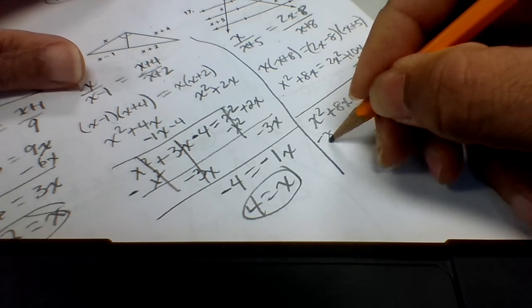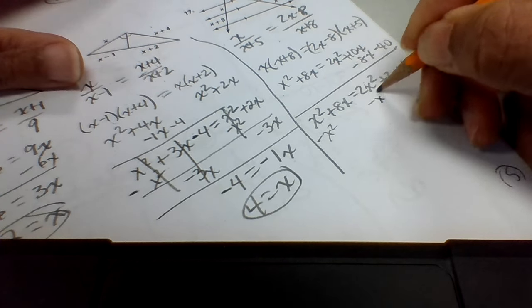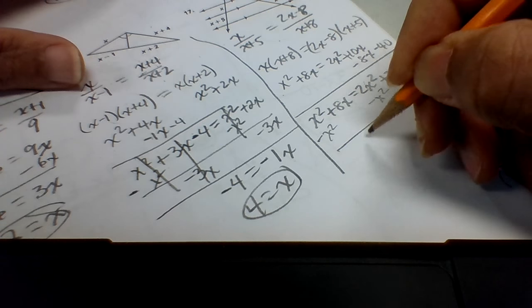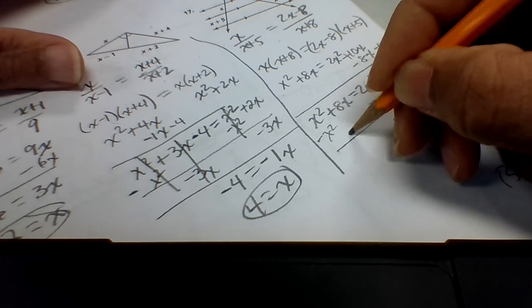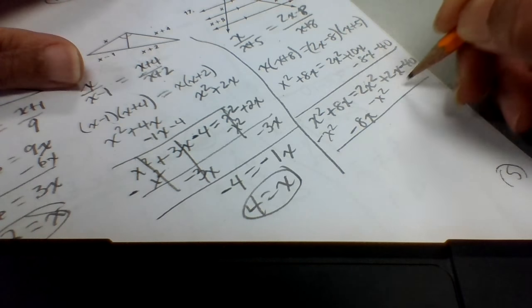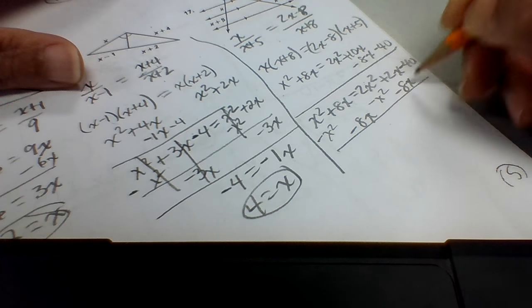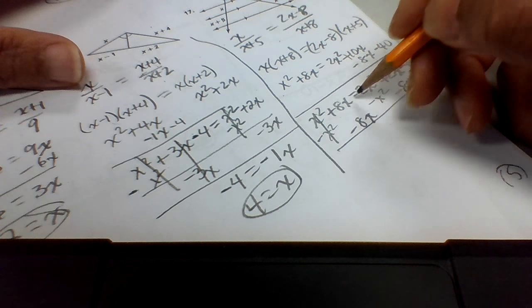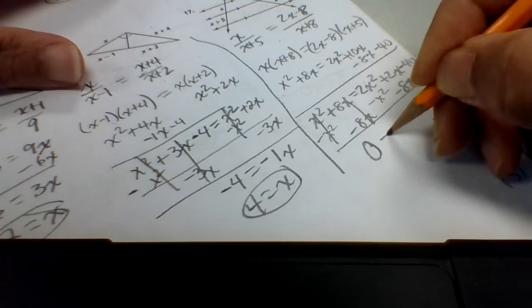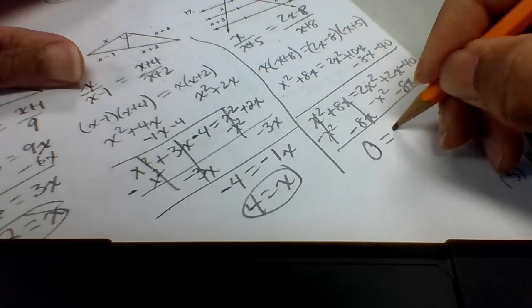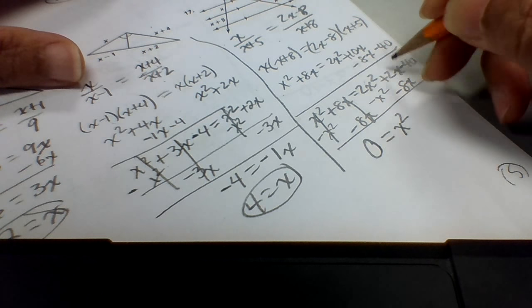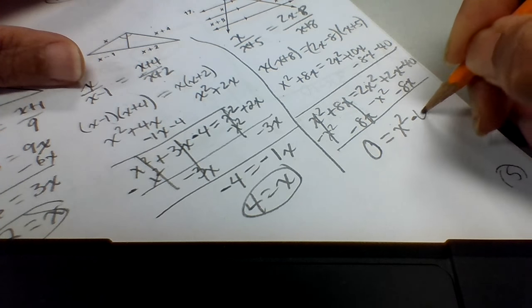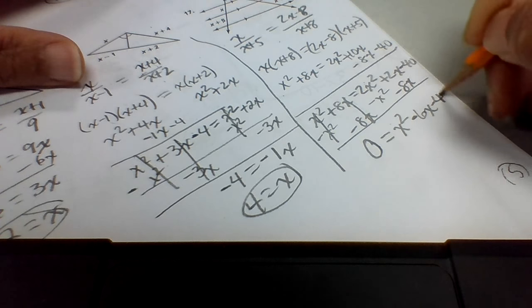Subtract the x squared from both sides. And subtract an 8x from both sides. So I'll end up with this being gone, this being gone. So 0 on this side is equal to x squared minus 6x minus 40.